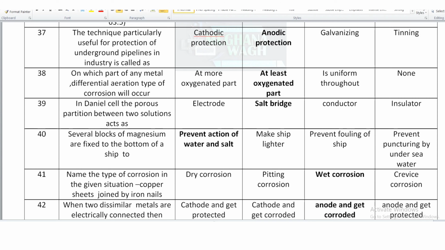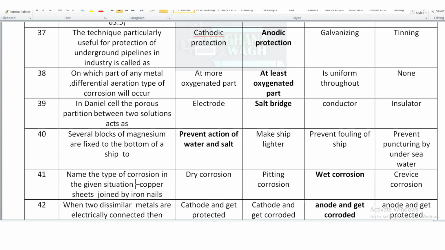Several blocks of magnesium are fixed to the bottom of a ship to prevent the action of water and salt, because the action of water and salt causes corrosion of the ship. Therefore magnesium blocks are fixed. Name the type of corrosion in the given situation.